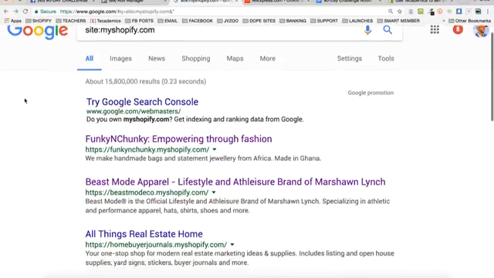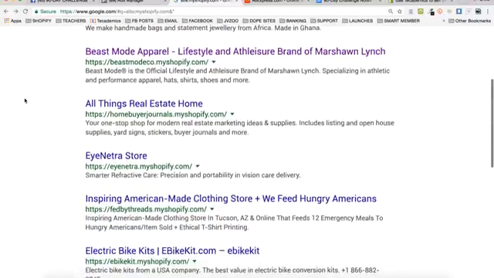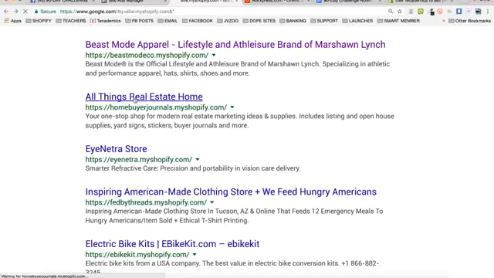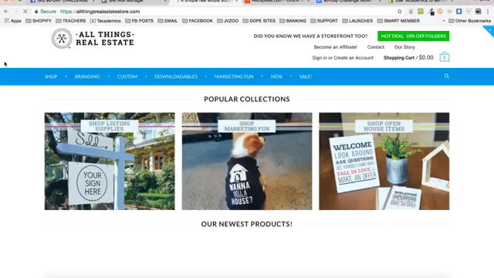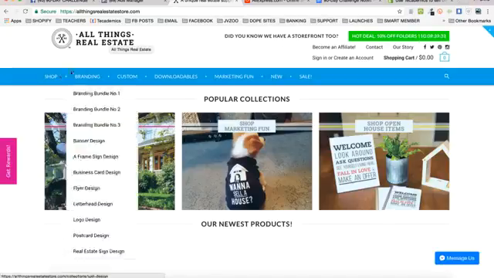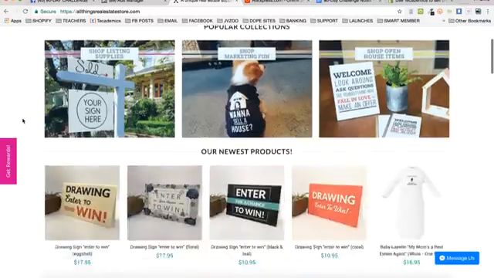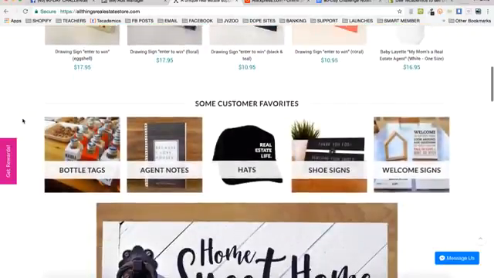We're going to do this for a couple minutes because I need you to understand what Shopify is and how you make money. Here's a site that says all things real estate home. As you can see here, they've got a logo. They've got their categories. They've got their products. So here's all the stuff they're selling.